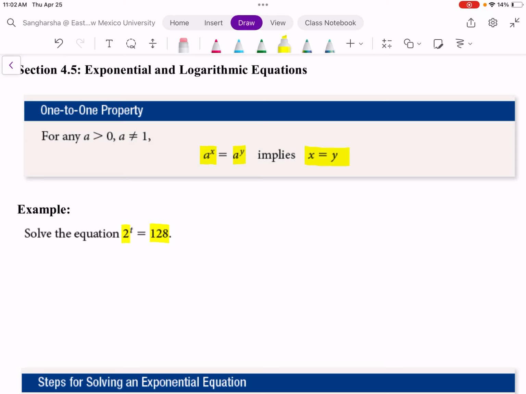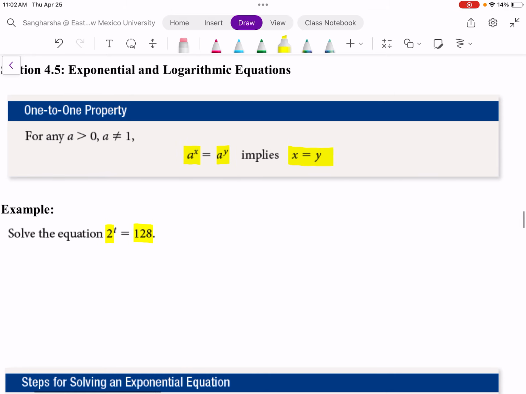We can't make a 128 base on the left side, but we might be able to make a base 2 on the right side. So we have 128, and how can we rewrite 128 with base 2? 2 to the power 7. So we have 2 to the power t equals 2 to the power 7. That's the very first step.